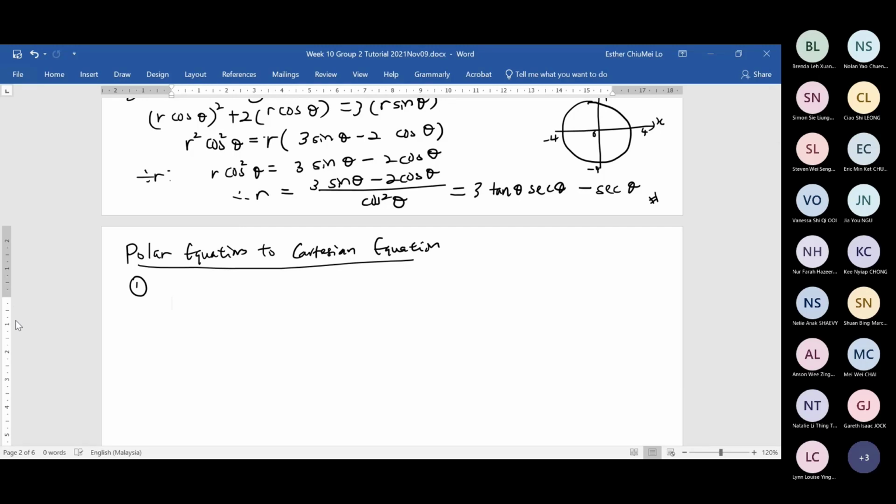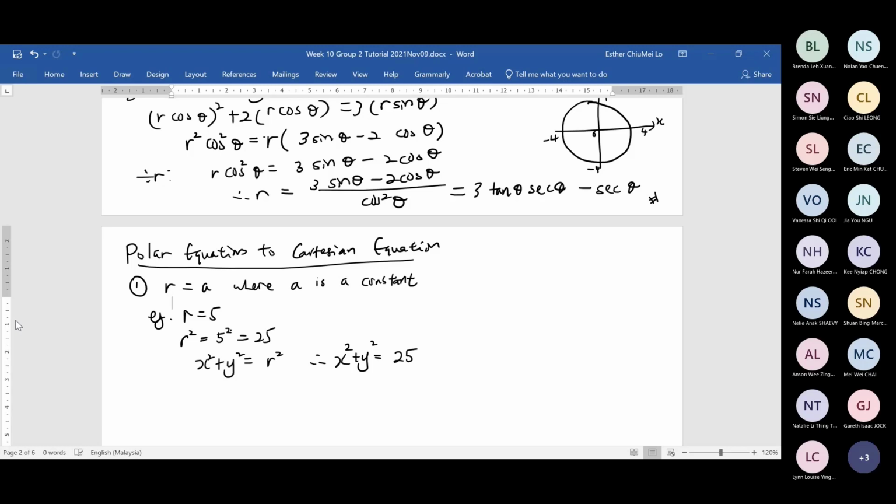Now say r equals a, where a is a constant. For example, r equals 5. So your r squared, you get 5 squared, which is 25. And then if you want to put it in the Cartesian equation, recall x squared plus y squared equals r squared.